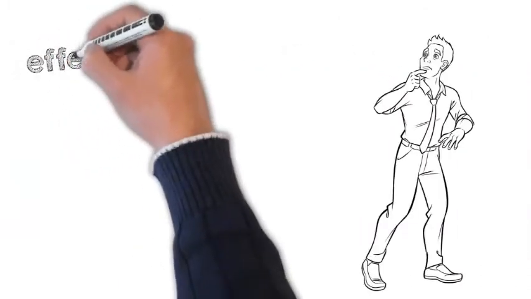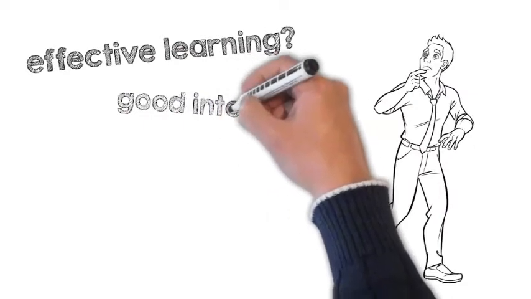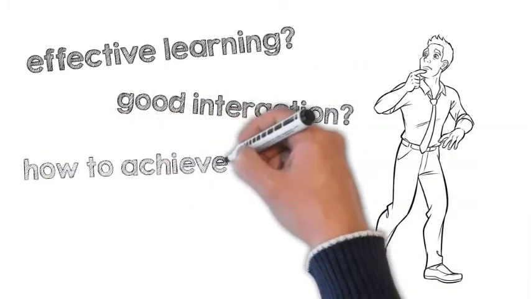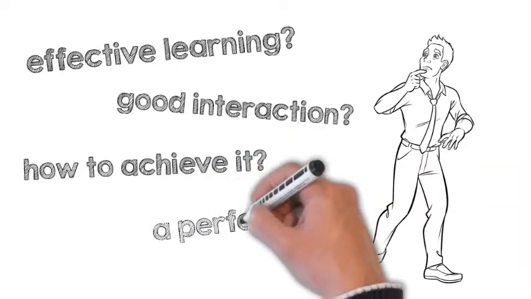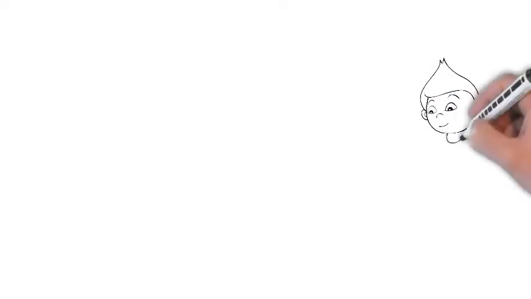So, what level of interaction is essential for effective learning? What is good interaction? How can we achieve it? Is it possible to have a perfect mix of everything so the learners can effectively learn somehow? Let us discuss one by one the types of interaction by Moore.